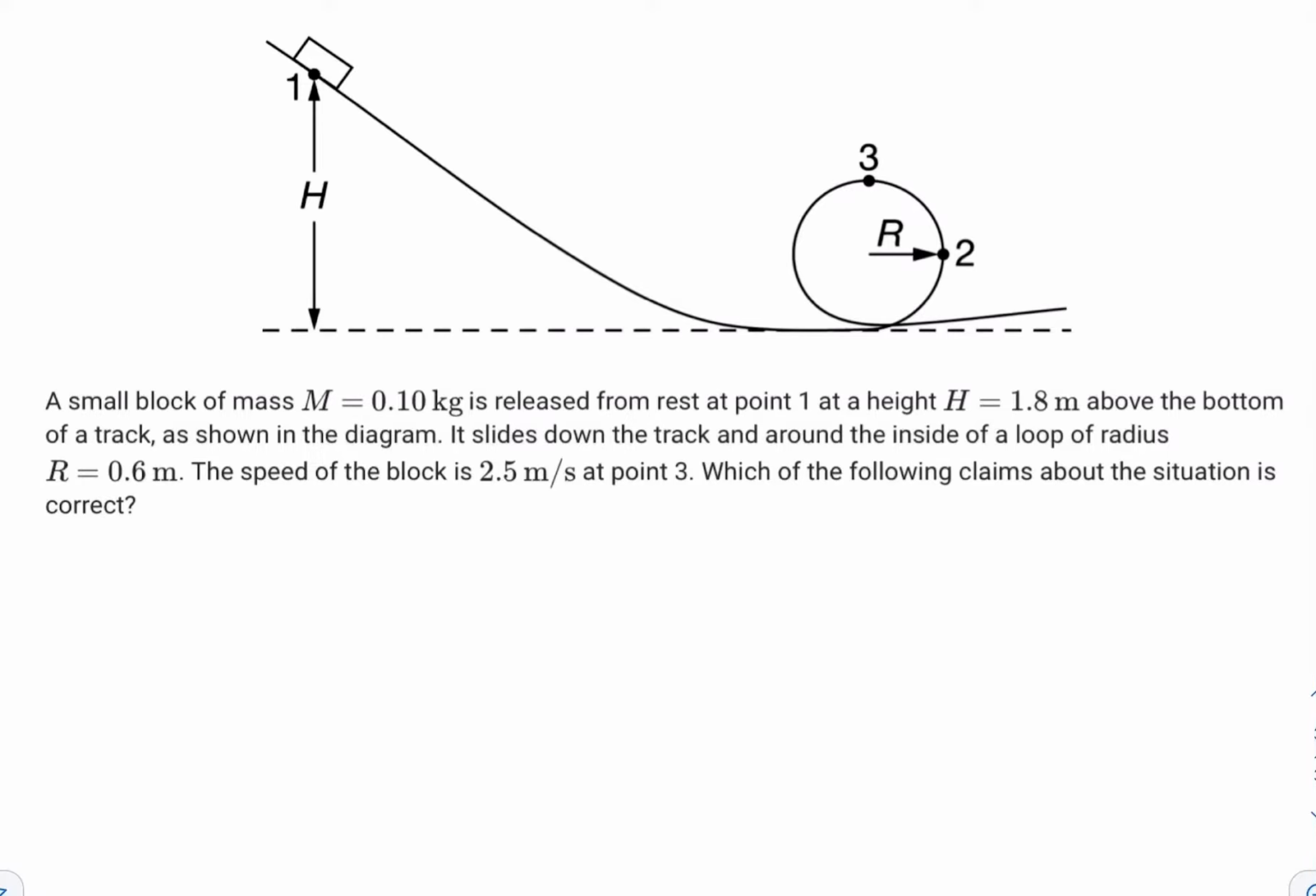Let's solve this physics problem. A small block of mass m equals 0.1 kg is released from rest at point 1 at a height h equals 1.8 meters above the bottom of a track, as shown in the diagram. It slides down the track and around the inside of the loop of radius r equals 0.6 meters. The speed of the block is 2.5 meters per second at point 3. Which of the following claims about the situation is correct?